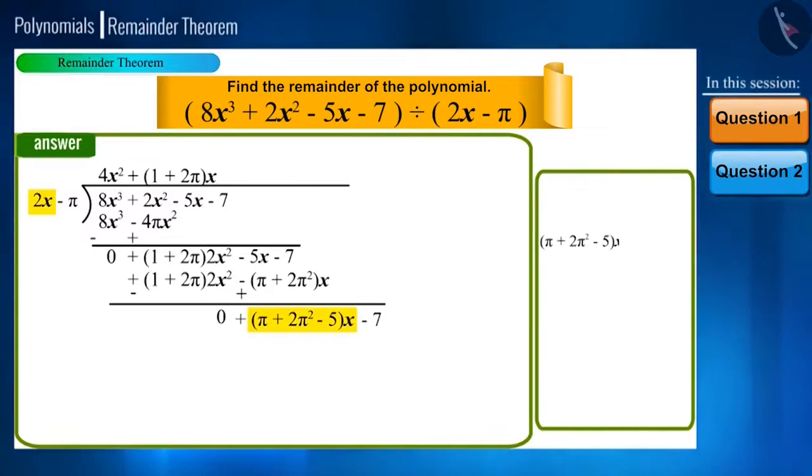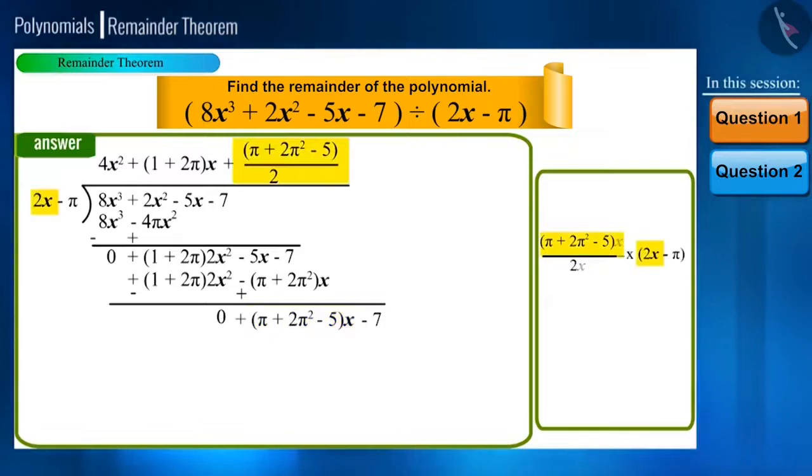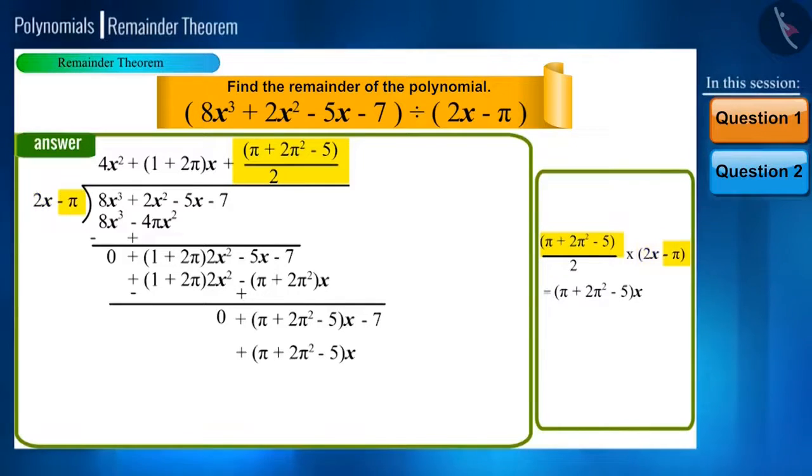Divide pi plus 2 pi squared minus 5 multiplied by x by 2x and we will get pi plus 2 pi squared minus 5 divided by 2. We will write this in the quotient. Now multiply this term with the divisor and subtract the product so obtained from the polynomial. On multiplying, we get the first term because we have done the calculations keeping that in mind.